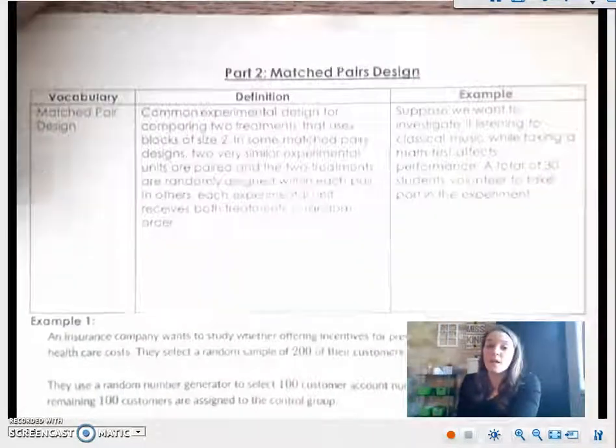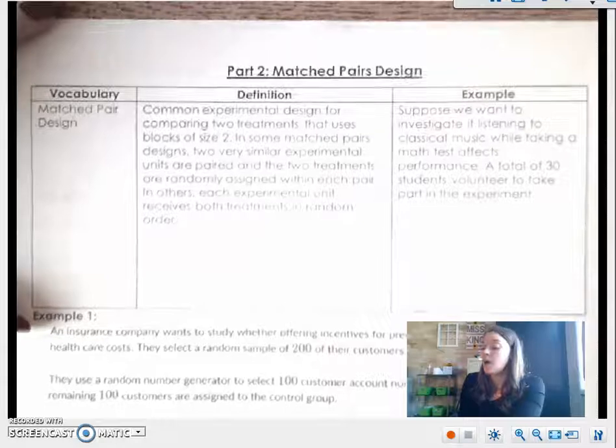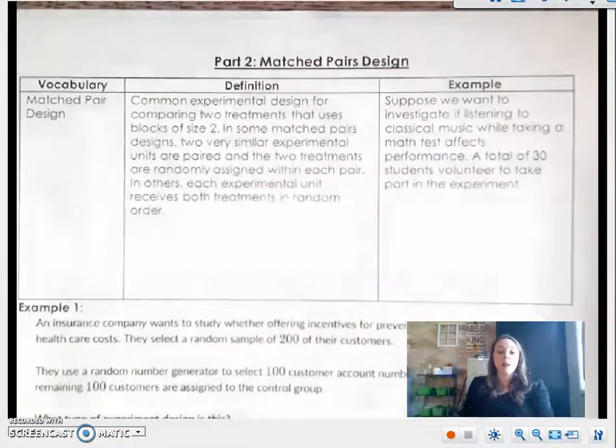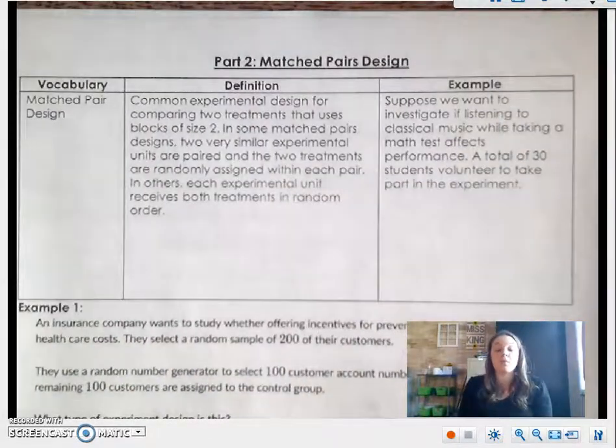All right, so let's look at now matched pair design. So matched pair design is another type of experiment, and a matched pair design is a common experimental design for comparing two different treatments that uses block sizes of 2. In some matched pair designs, two very similar experimental units are paired, and the two treatments are randomly assigned within each pair. In others, each experimental unit receives both treatments in random order.